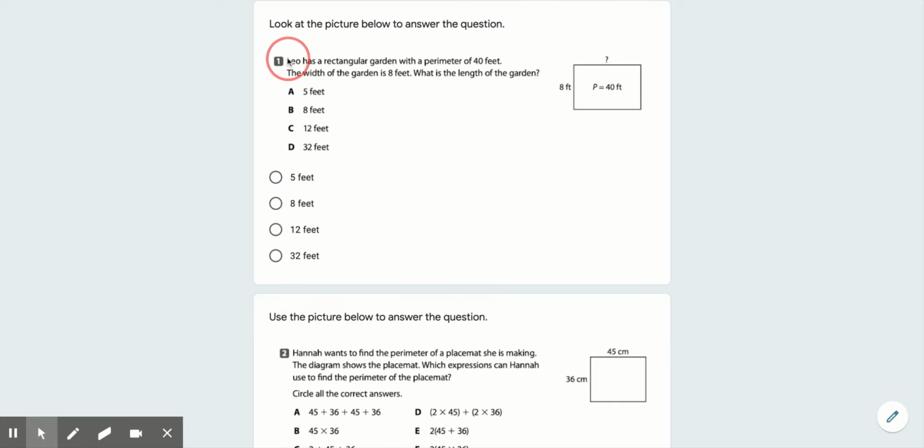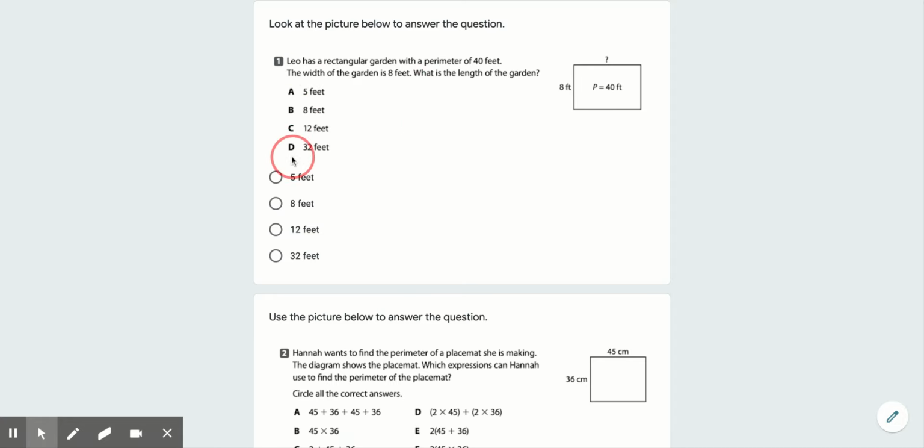So read the question here. This is your question. Leo has a rectangular garden with a perimeter of 40 feet. The width of the garden is 8 feet. What is the length of the garden? So you have to use this picture to help you figure out the missing part. Read the question. Is it asking for area or is it asking for perimeter? Is it length or width?